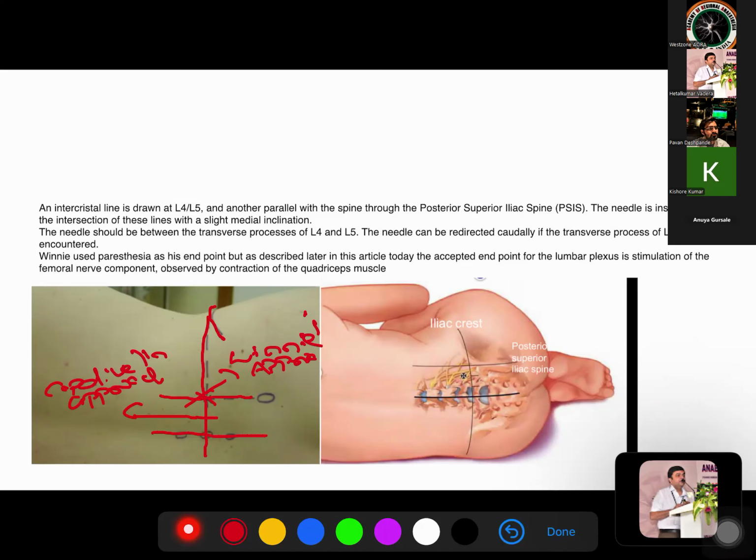So commonly we use this cabriolar approach. Why? Because in the venous approach, sometimes the transfers are getting the lumbar plexus. We can miss the lumbar plexus. So in the cabriolar approach, commonly we use this cabriolar approach.